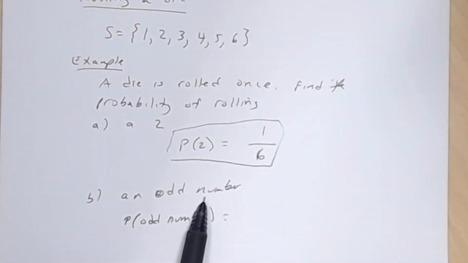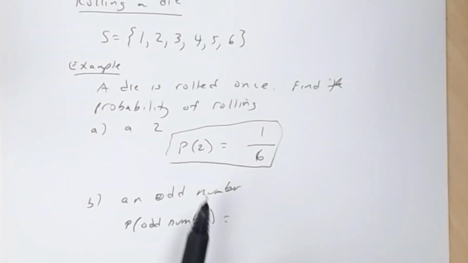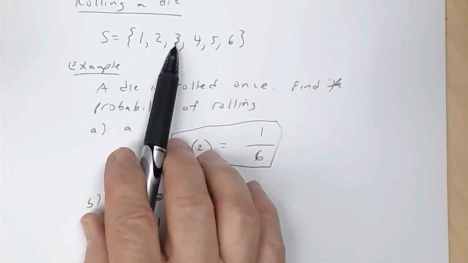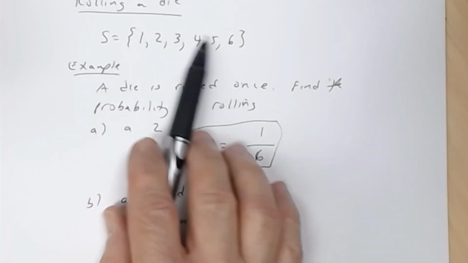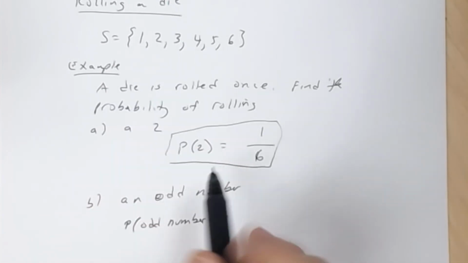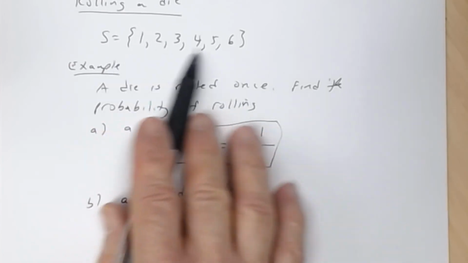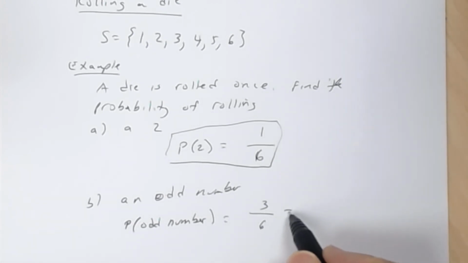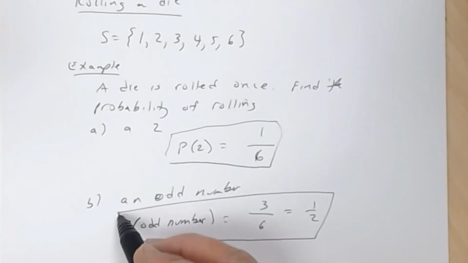Rolling an odd number. So the numerator is the total number of outcomes in the event. How many odd numbers do I have here? Well, 1, 3 is an odd number, and 5 is an odd number. So how many outcomes are there in rolling an odd number? There are 3 of them. How many possible outcomes are there in my sample space? Total number of possible outcomes. Well, there are 6. So I reduce it, I get 1/2. All right, so the probability of rolling an odd number is 1/2.